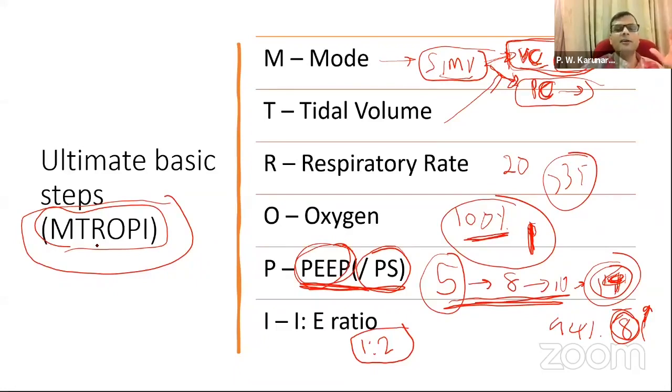Oxygen, you can start with 100%. That is also a default value. The mode is also fixed: SIMV volume control. The only things you have to figure out are the tidal volume and the rate. That is easier for all the novice people. So you only have to figure out the tidal volume and the rate, and the rest is SIMV volume control, oxygen, PEEP of 5, I:E ratio 1:2. Then you can probably change these later on.